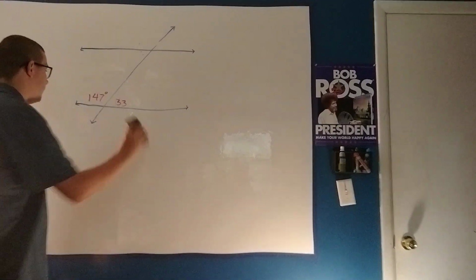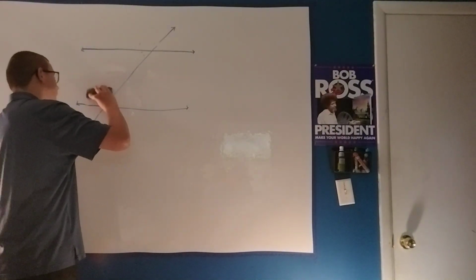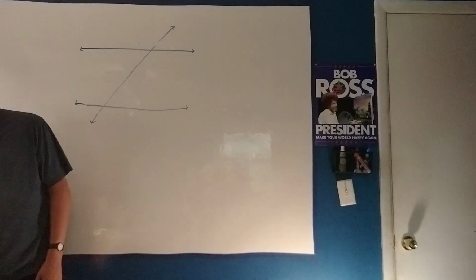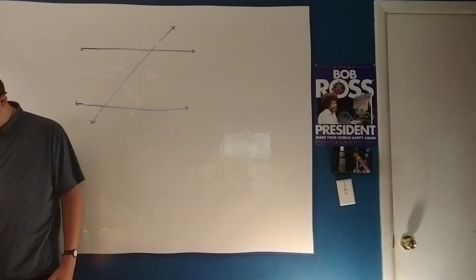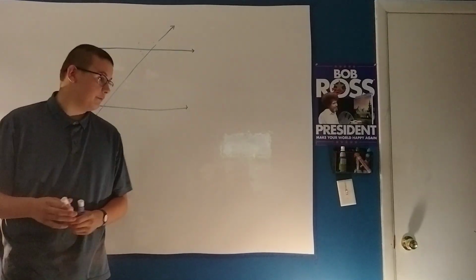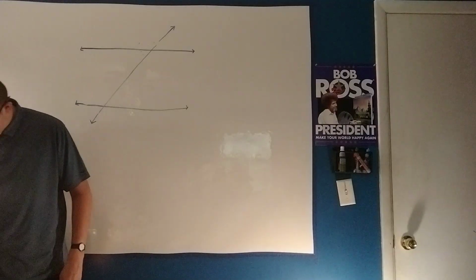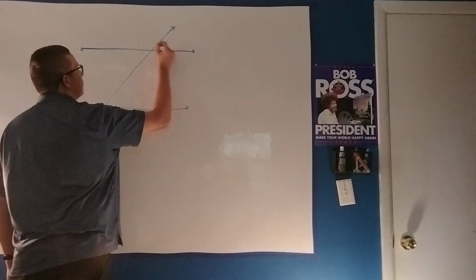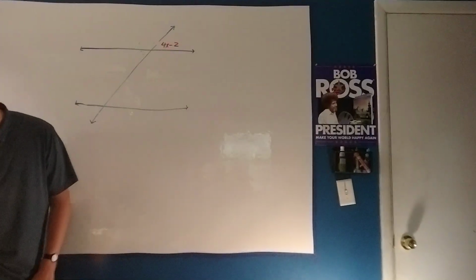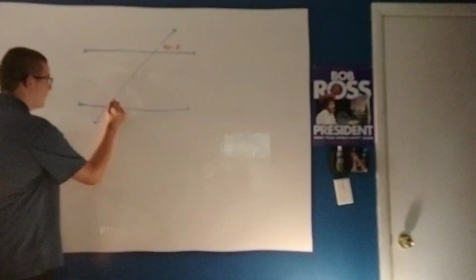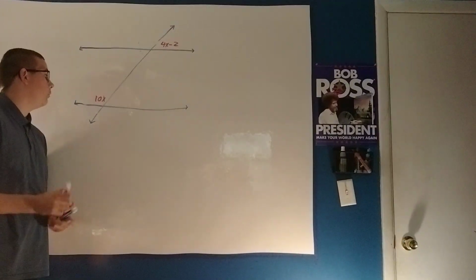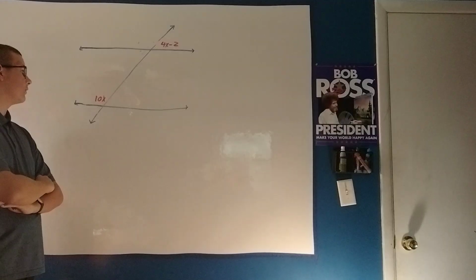Now we're going to work on something else, a little different, but still shouldn't be too difficult. What if we had variables instead of numbers? So, for example, what if we had here 4x minus 2, and here 10x. Your goal here is to solve for x.